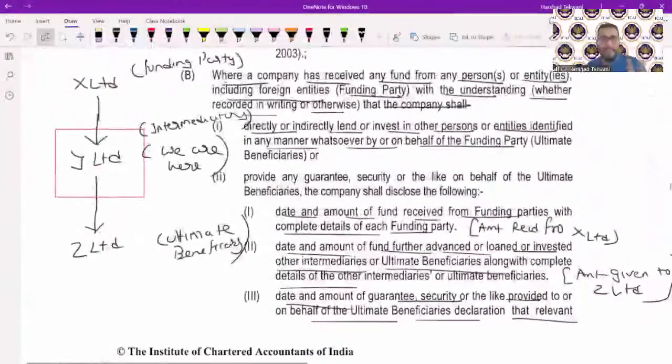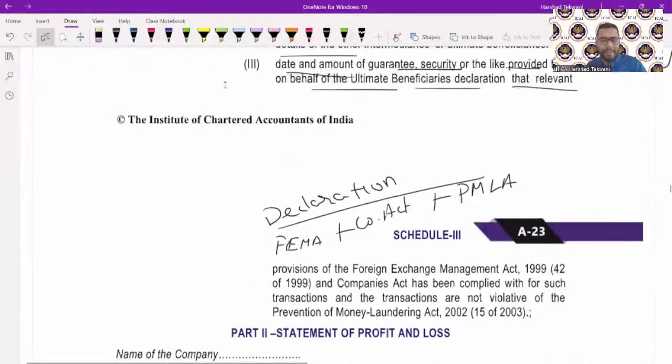In the second case, the B scenario, if we are Y Limited and someone has provided us an amount, or someone has provided us a guarantee on behalf of Z Limited, then in B clause we need to disclose the details: amount received from X, guarantee received from X, amount passed on to Z, plus a declaration. Any doubt till now with respect to any of the clauses?